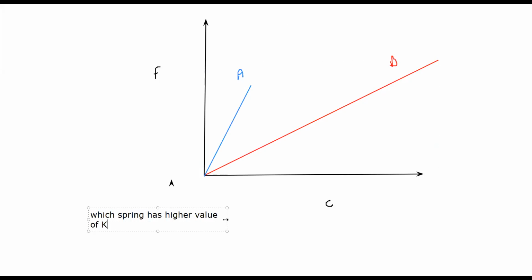So a higher value of K, because I told you when force is on the y-axis and extension on the x-axis, the slope represents K. Slope means angle. So slope represents the value of K. When you compare the angle of A with the angle of B, you'll find A is steeper than B. So spring A has a higher value of K as compared to spring B.